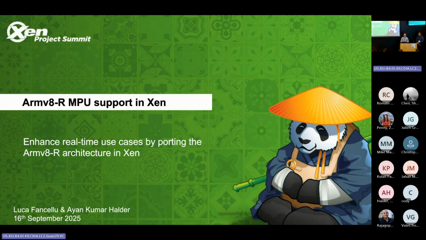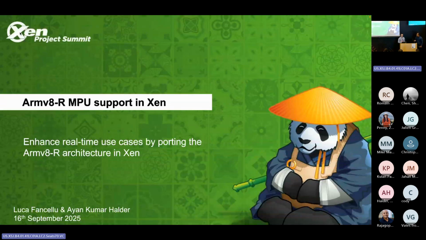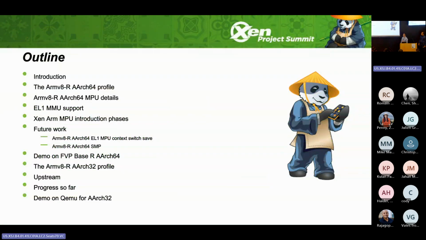I also think this is a very good opportunity for the community to support this architecture, especially now that the focus is going more and more towards the embedded and safety-critical domains. Here is a list of the key points we are going to touch today. I will focus more on the Arm64 part, highlighting a few of the features that we are going to support, and I will later leave the stage to Ayan, who will walk you through the Arm32.